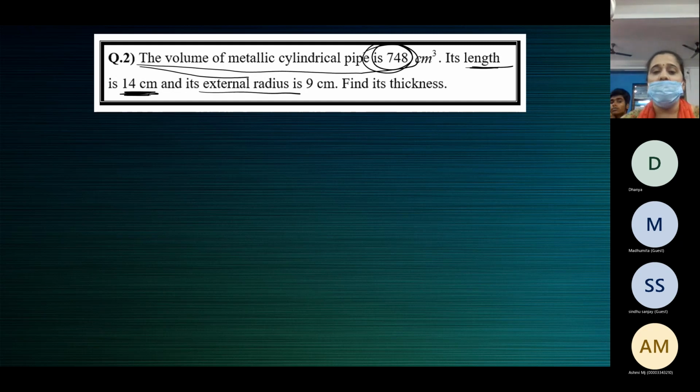And its external radius. Why should they say external radius? Tell me. Why external radius? That means there is an internal radius. That means the wall is thick.